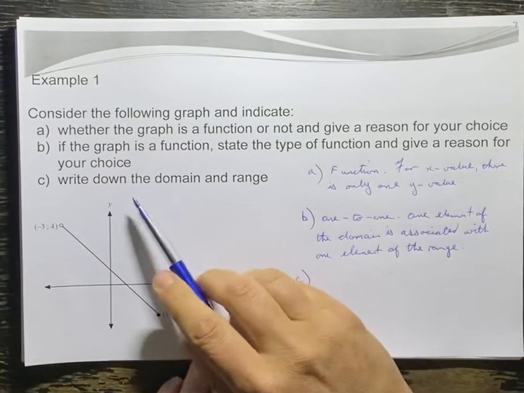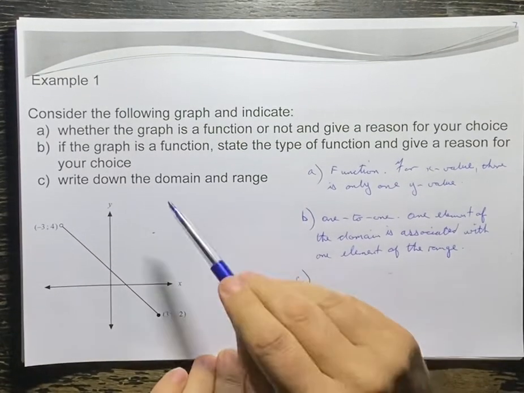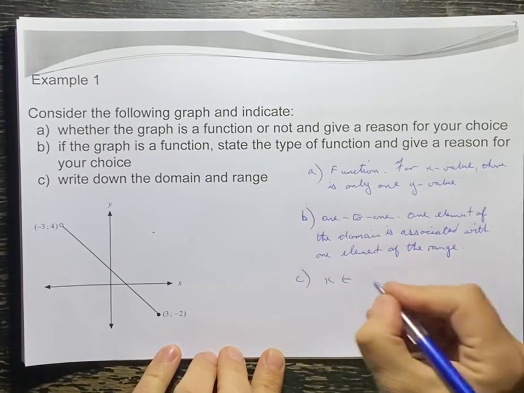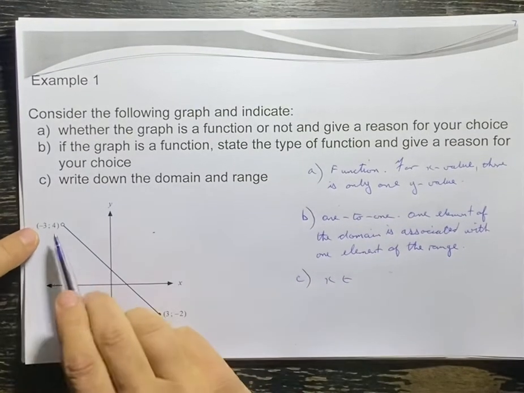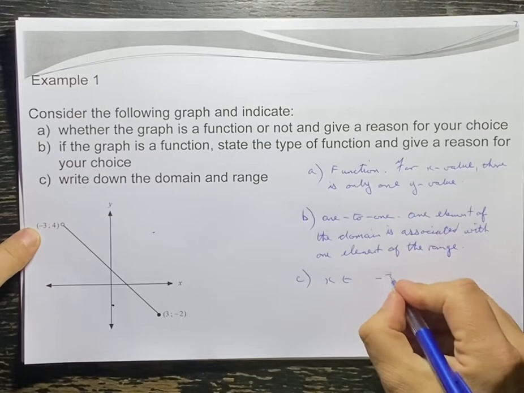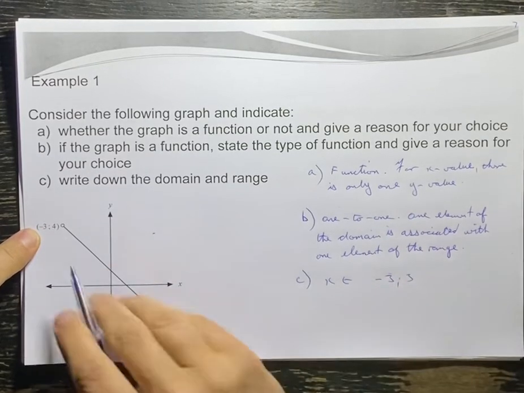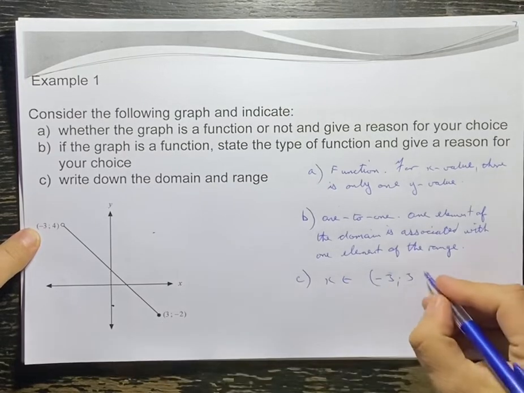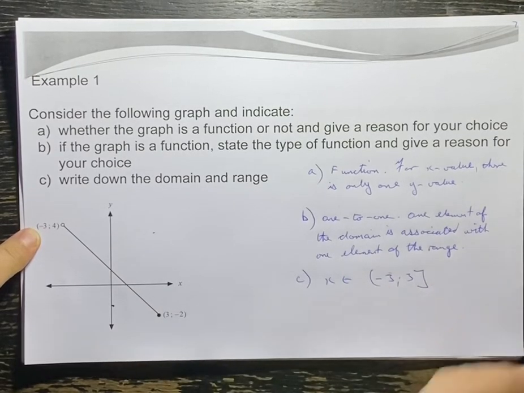Question C, write down the domain and the range. Now remember, the domain is your x values. X is an element, and as you can see, it's running from -3 up to 3. So -3 up to 3. Now remember, open dot means it's a round bracket, closed dot means it is a square bracket, it's inclusive.